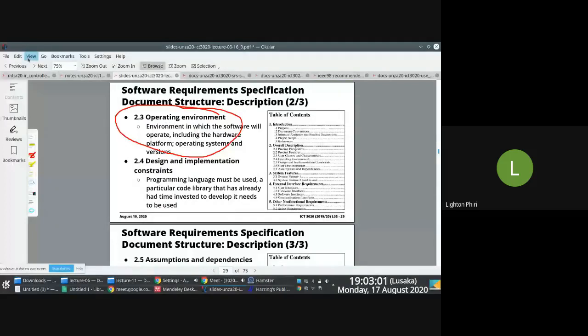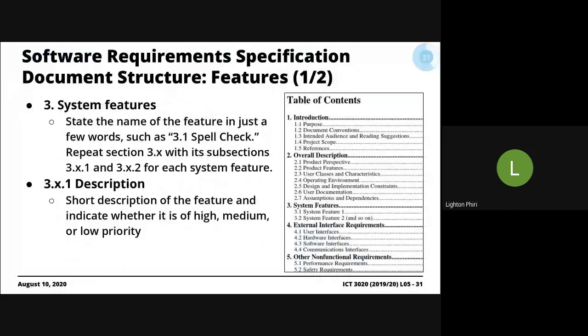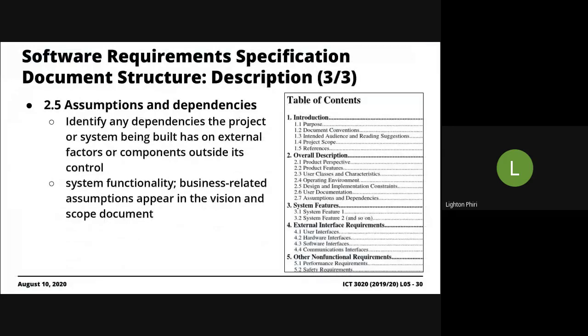Good stuff. All right, and then finally, 2.5. I'm saying finally here because we'll cut it short at the time. You include any assumptions and dependencies associated with the piece of software that you're building here. Is there anything that your system is dependent on here? You also include any assumptions associated with the business rules.